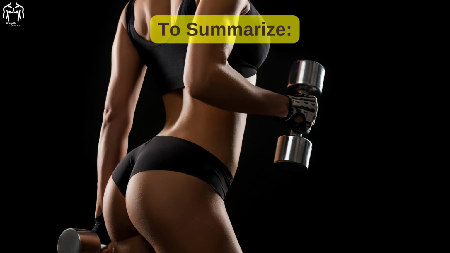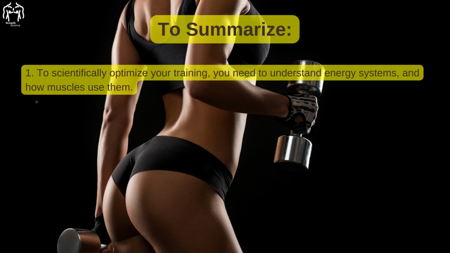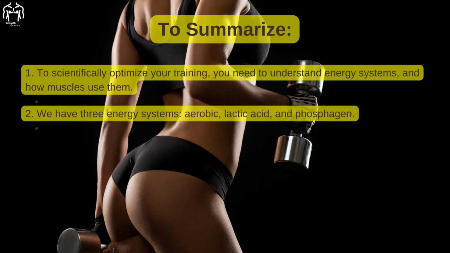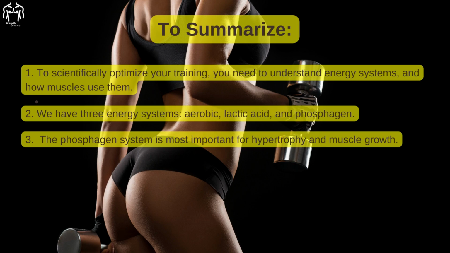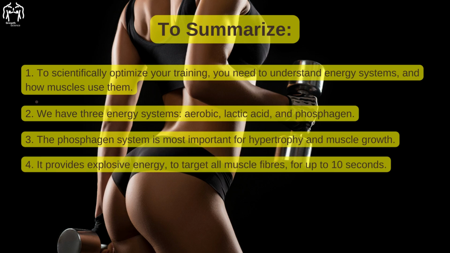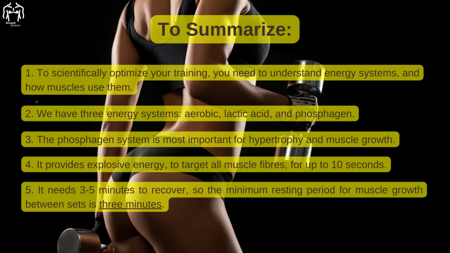To summarize: 1. To scientifically optimize your training, you need to understand energy systems and how muscles use them. 2. We have 3 energy systems: aerobic, lactic acid, and phosphagen. 3. The phosphagen system is most important for hypertrophy and muscle growth. 4. It provides explosive energy to target all muscle fibers for up to 10 seconds.